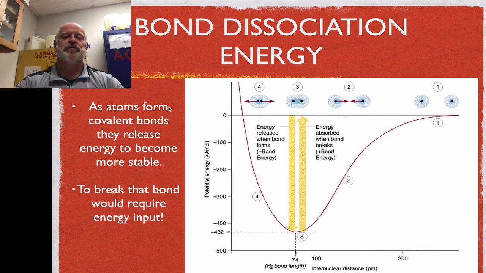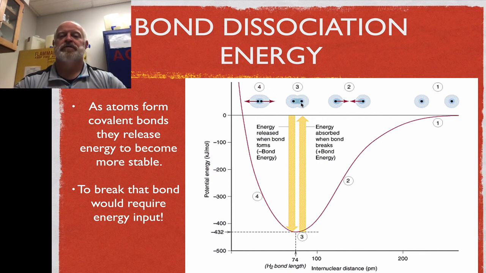So as atoms form covalent bonds, they release energy to become more stable. If we were going to break that bond, then we would have to put that energy back in. As the bond was forming, we lost energy and came down to a lowest energy point, making it more stable. Less energy means more stable, by the way. If we were to break this, we had to input all this energy back in to get back to our 0 point. So taking energy in would be breaking a bond. As you form a bond, you release the energy, all right?